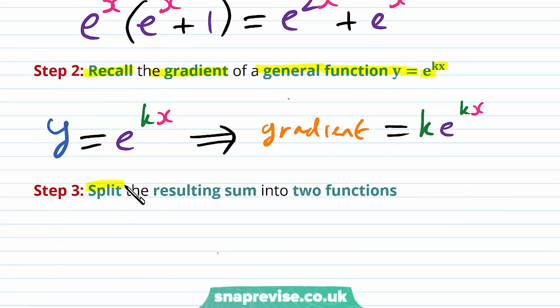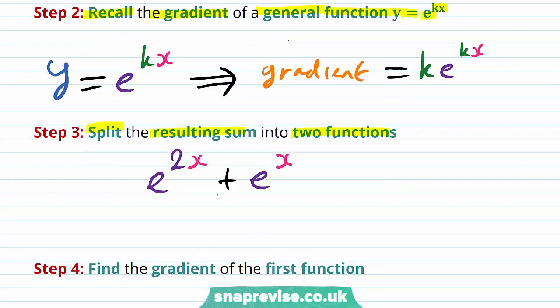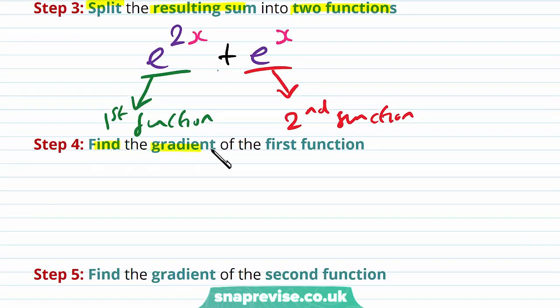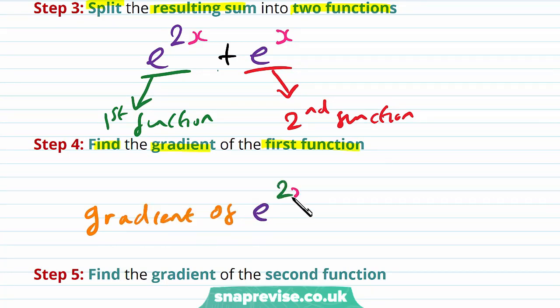Our third step is to split the resulting sum into 2 separate functions. We have e to the power of 2x plus e to the power of x, and we can split this into our first function, e to the power of 2x, and separately our second function, e to the x. Our fourth step is to find the gradient of the first function. The gradient of e to the power of 2x, because we have k equals 2, is going to be 2e to the 2x.